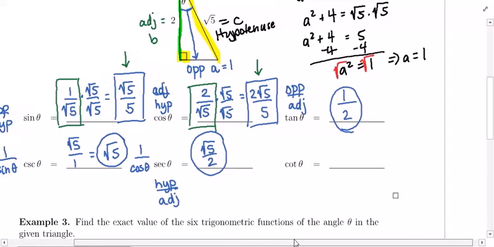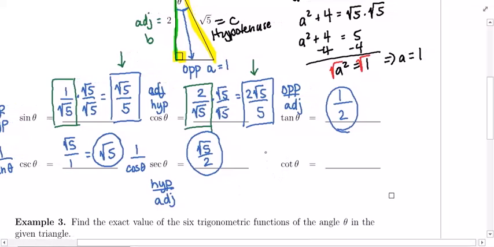All right, last thing is the cotangent of theta. We know that's 1 over the tangent of theta. So all you have to do is go to the tangent and flip the answer. The answer for tangent is really nice. It doesn't have any square roots. So just flip the fraction to 2 over 1, which is 2. So that's going to be your cotangent.